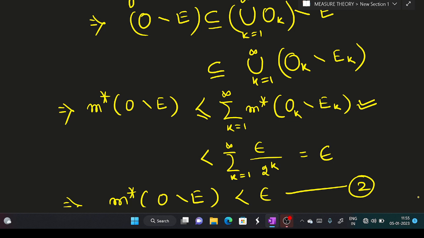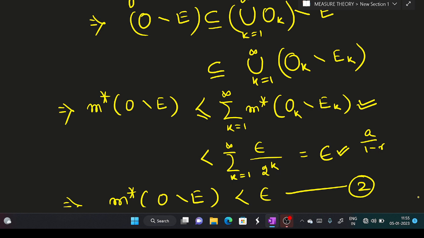Whatever its value, we know that the sum is a by 1 minus r. So here a is epsilon by 2 and r is half. So epsilon by 2 divided by half is nothing but epsilon. So here we got this result. Finally, what we have observed is that the outer measure of O difference E is less than epsilon.